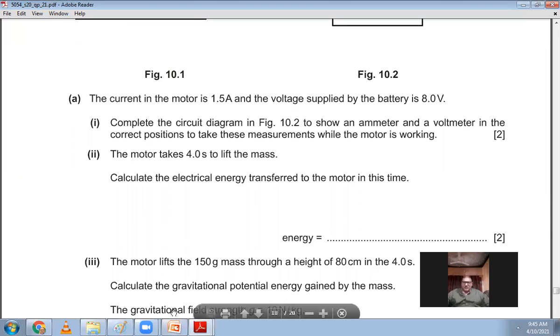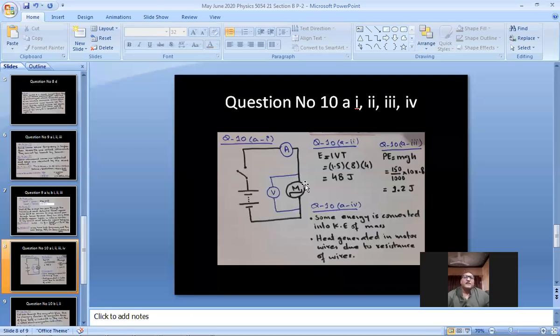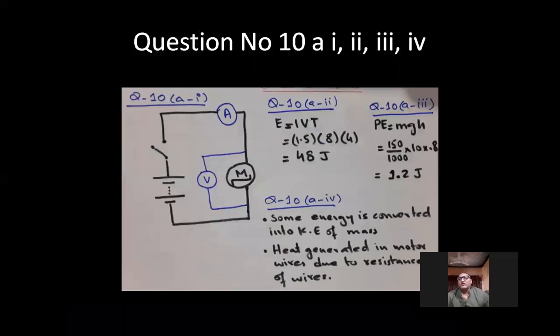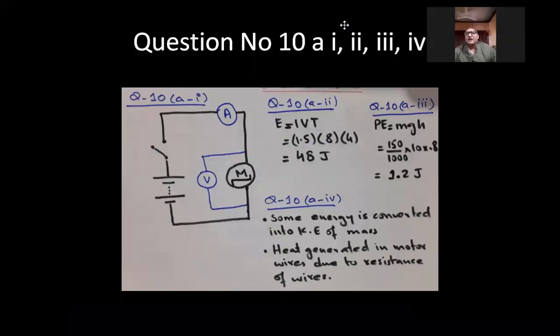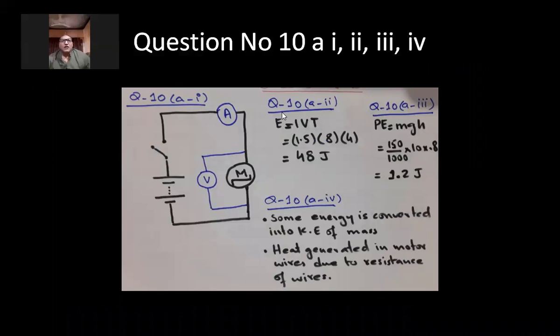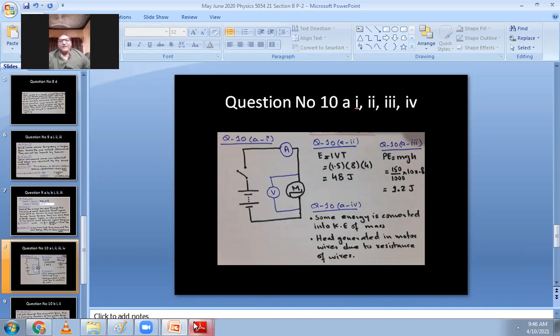So IVT, let me show you. Here you see, we have that part done. This is question number 10A, first part, energy is equal to IVT. So I will be 1.5 ampere, V is 8, and time is 4 seconds. Just multiply them. You will get the answer 48 joules. And then we have the next part.